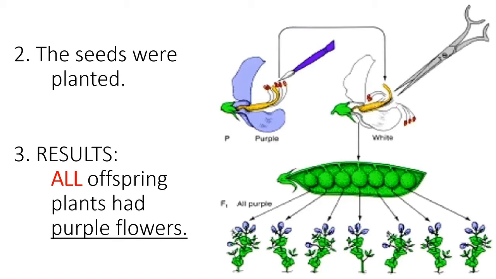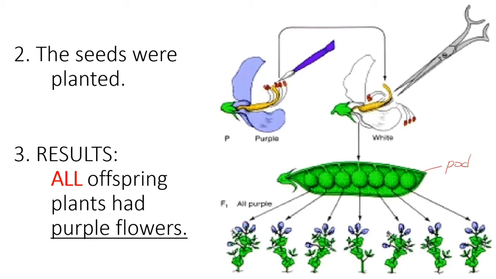And then over a course of 2 or 3 weeks, the pea plants developed their own pod. This is your pod with its own seeds. After that, Mendel planted them, and the result was all offspring. Offspring is what I told you, the babies or the children, the children of this purple and white flower. It was observed that all of them had purple flowers.